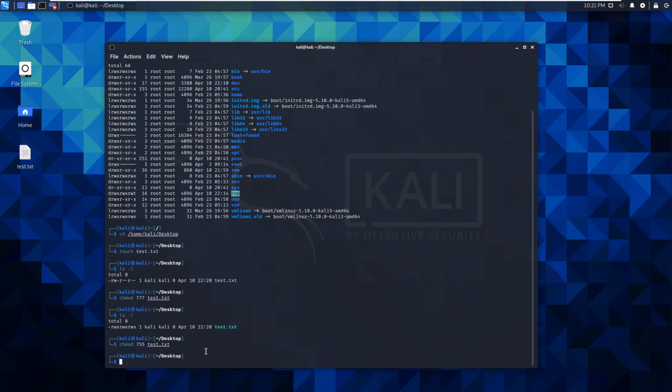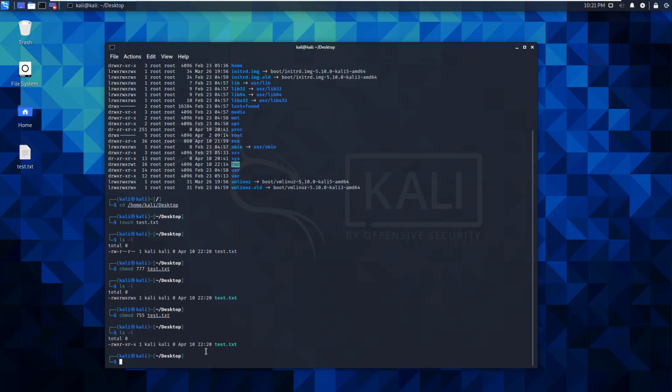And that would look like read, write, execute, because this is going to be the owner. They can do everything. The group can read and execute. They may not be able to write. And then others can just read and execute. You may want to restrict it so that no one else can do it.